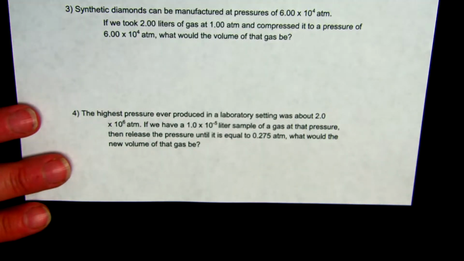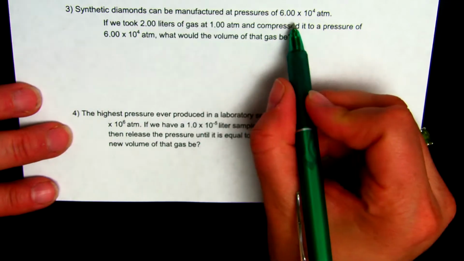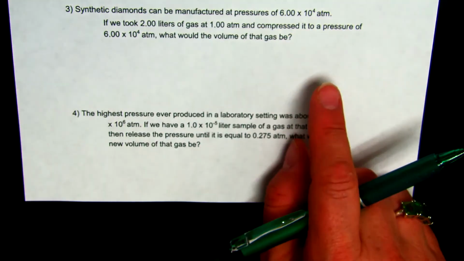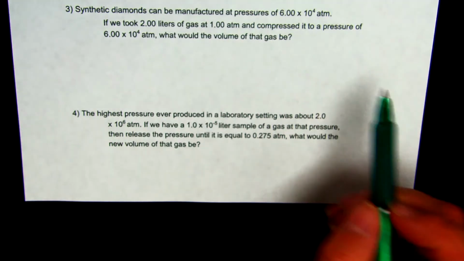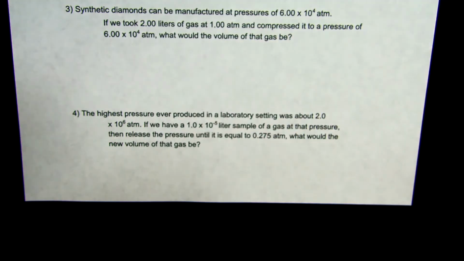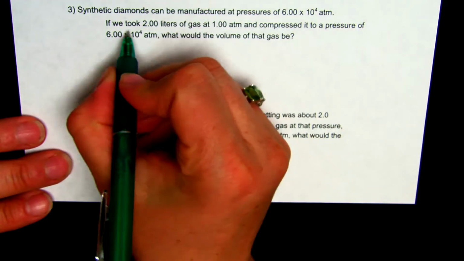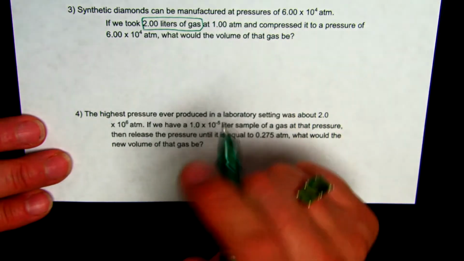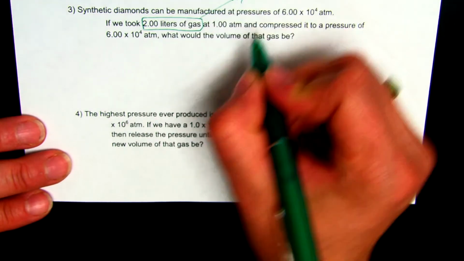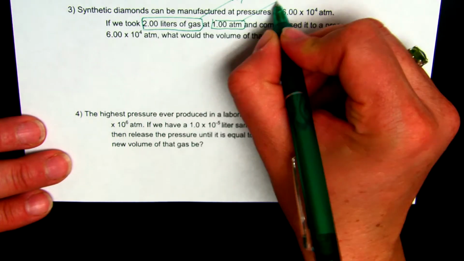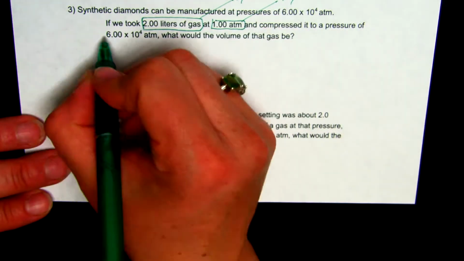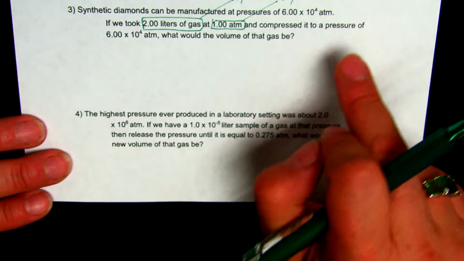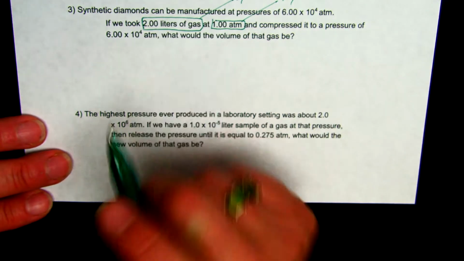Let's talk about synthetic diamonds. Make sure when you read you identify the right pressure. So we know that diamonds are created under pressure. Coal under pressure, graphite under pressure makes diamonds. So we took 2 liters of gas. We're not making diamonds here. We took 2 liters of gas, so there's my volume 1. And we have 1 atmosphere, there's my pressure 1. And now we want to put it under the same pressure as it takes to create a diamond.